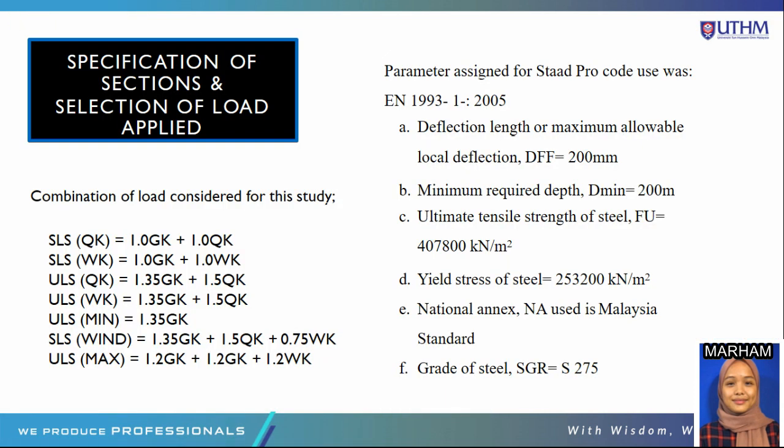Next, I will explain the combination of load considered for this study. We have two types, which is serviceability limit state and ultimate limit state. For our serviceability limit state, we have QK, WK and Win. For ultimate limit state, we have QK, WK, minimum and maximum, which total out we have 7 types of limit state.